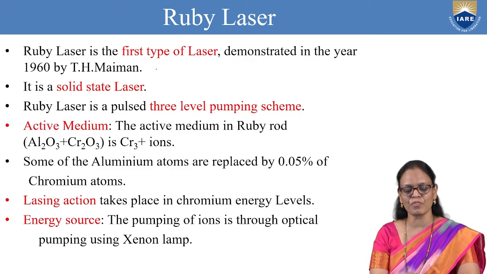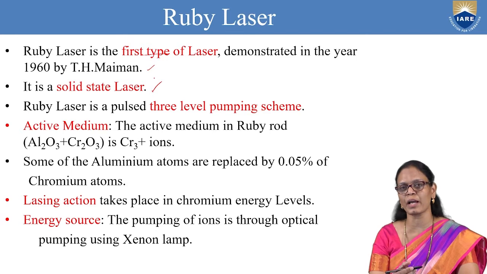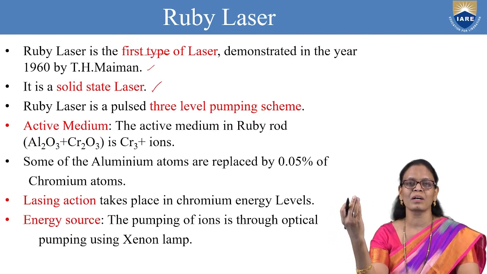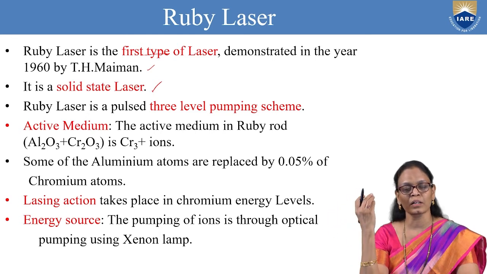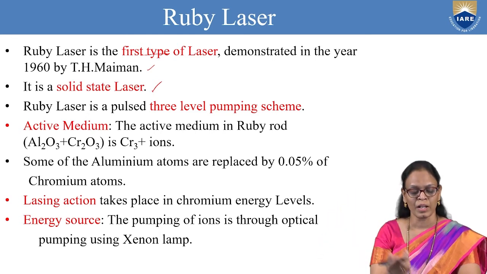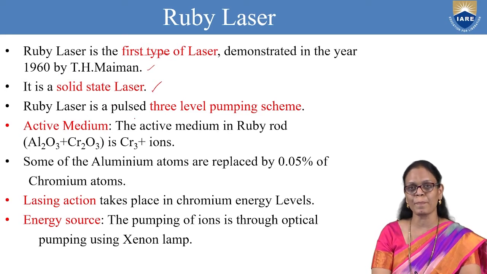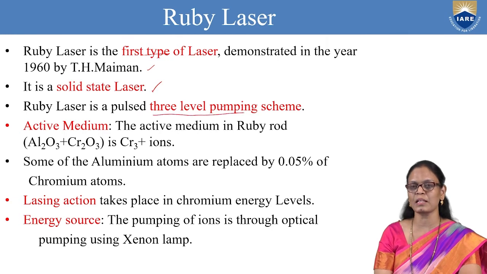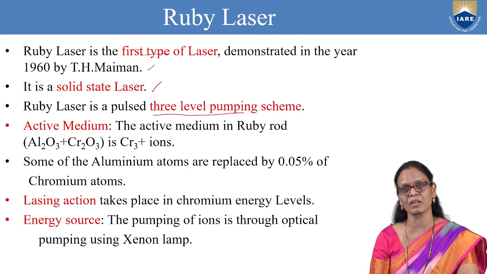Now, the ruby laser is the first type of laser that was demonstrated, in the year 1960 by the scientist Maiman. And it is a solid state laser. When we discussed different types of lasers, we have seen we have gas lasers, solid lasers, and chemical lasers. Here we are discussing the solid laser. Ruby laser is a pulsed 3-level pumping scheme. What is this pulsed laser and what is this 3-level laser, we are going to discuss.